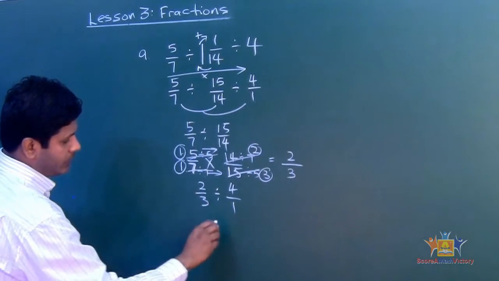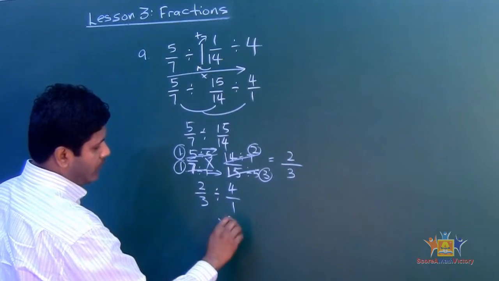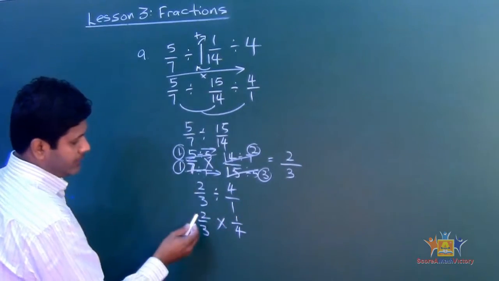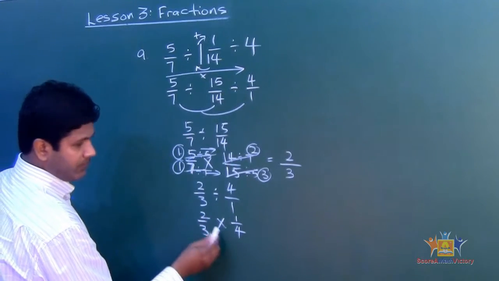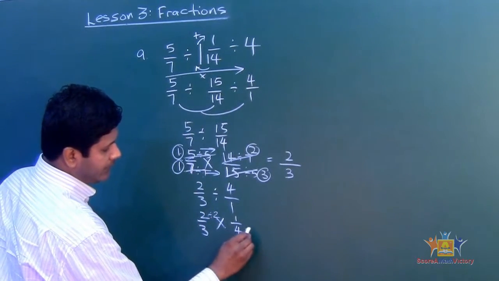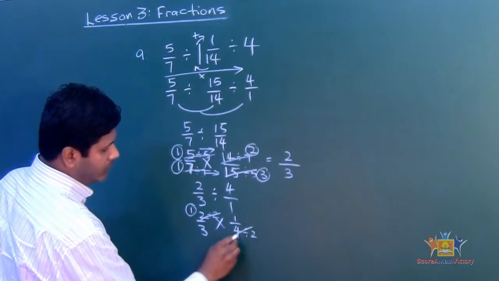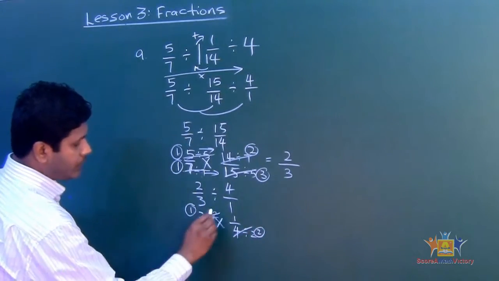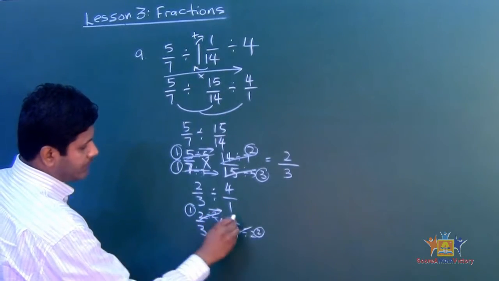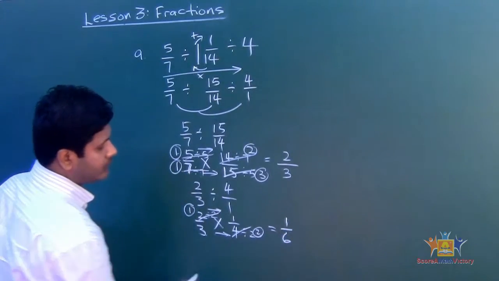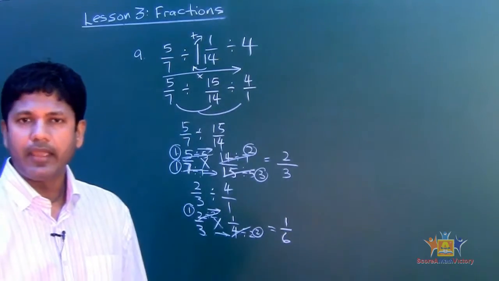Division, I'm going to turn it into multiplication. 4 over 1 turns into 1 over 4. 2 over 3. Simplify. 2 and 4 I can simplify by dividing by 2, dividing by 2. So that gives me this one to be 1 and this one to be 2. I use the double arrow method. 1 times 1 is 1. 3 times 2 is 6. And that's my final answer.